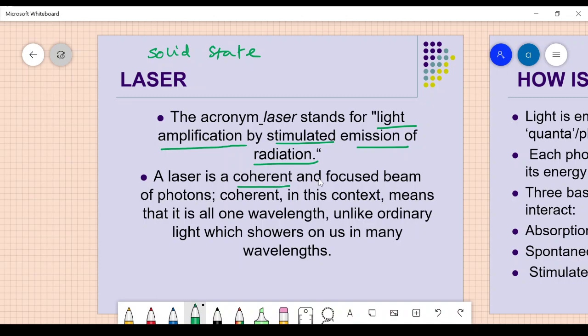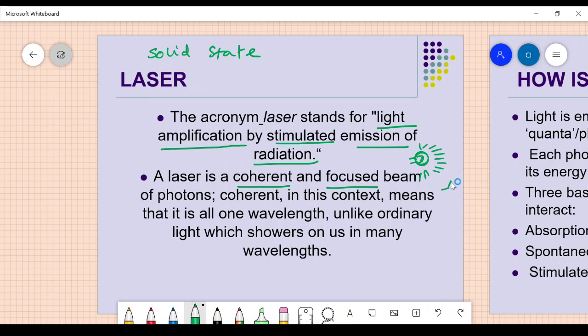Coherent means they are all in line with each other, and there are not different frequencies and different wavelengths. So it's a focused beam. So when you have a certain focus, you see in focus lamps also. Ordinary light spreads light everywhere, right? If you take this as an ordinary bulb, it spreads light everywhere. It's not monochromatic light, it's just everywhere.